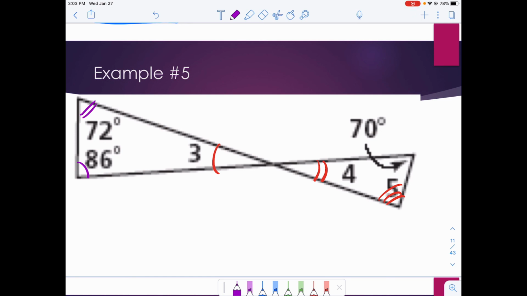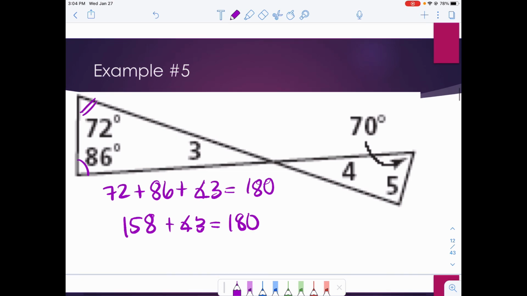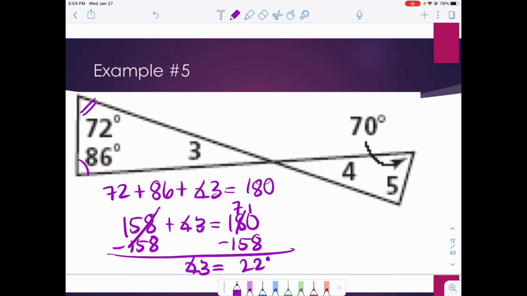And what do I know about that triangle? I know that a triangle is equal to 180 degrees. So I'm going to take all three of the angles and add them up and equal to 180. So 72 plus 86 plus angle 3 is equal to 180. Add these up. And so I have 158 plus angle 3 is equal to 180. Once I do that, subtract it to get angle 3 by itself and it is equal to 22 degrees.